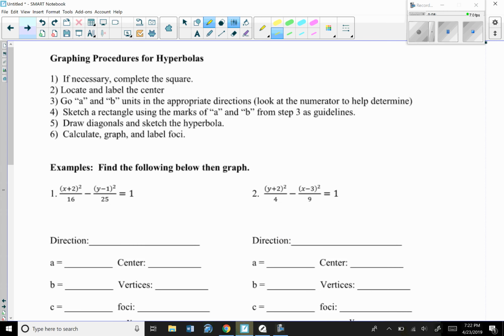So when we're graphing, if you need to complete the square, for these we don't need to. We're going to locate the center. We're going to go a and b units in the appropriate directions, looking at the denominator to help us determine. Sketch a rectangle using marks of a and b from step 3 as the guidelines. We're going to draw the diagonals because those are the asymptotes, and then sketch the hyperbola and calculate, graph, and label the foci.